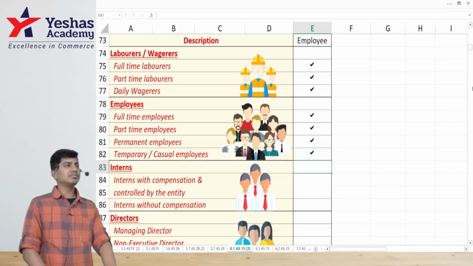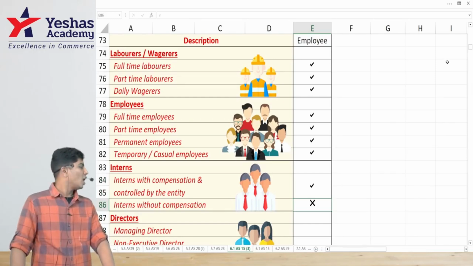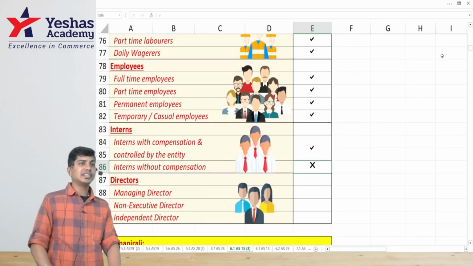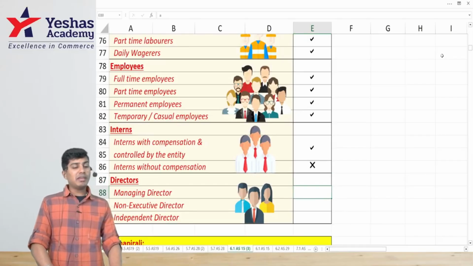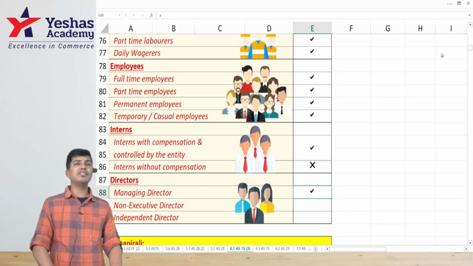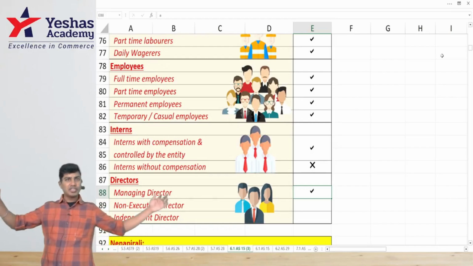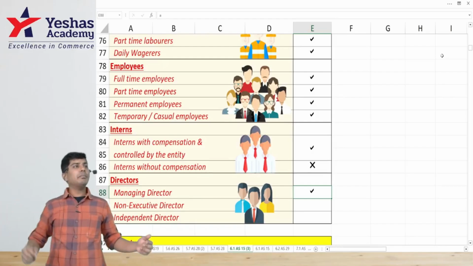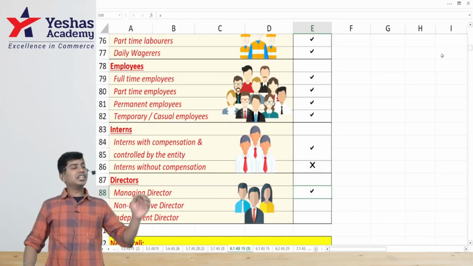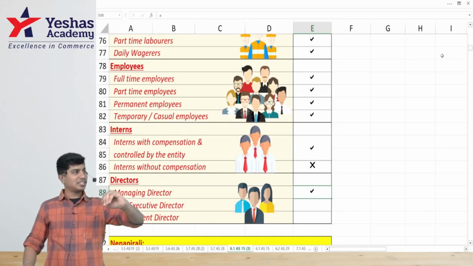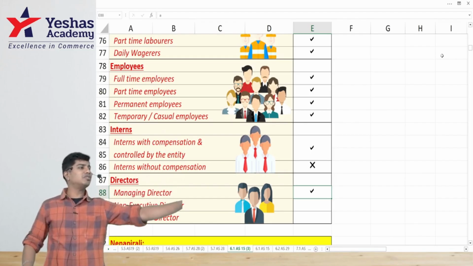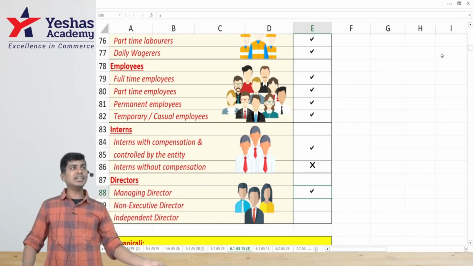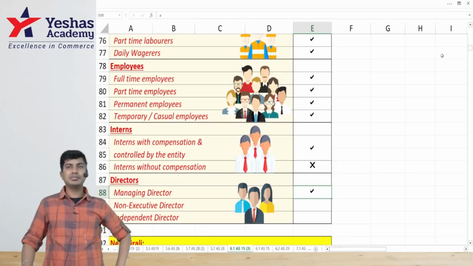How about interns? Depends. What if you pay them compensation? They are your employees. What if you don't pay them compensation? No, not your employees. How about directors? Director of a company? If they are managing director, yes, they are employees. A managing director cannot vacate the office easily. The managing director is an employee of the company. He has to resign from the post of managing director and from the post of director separately. Managing director is a full-time employee of the company.